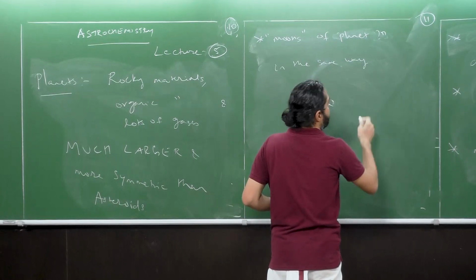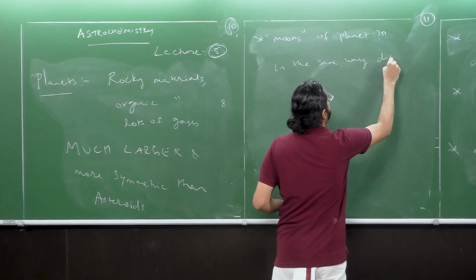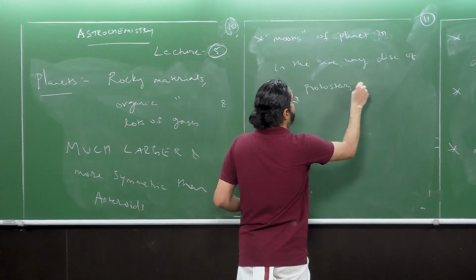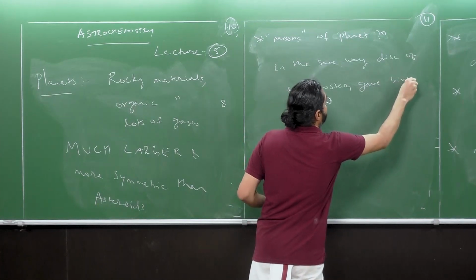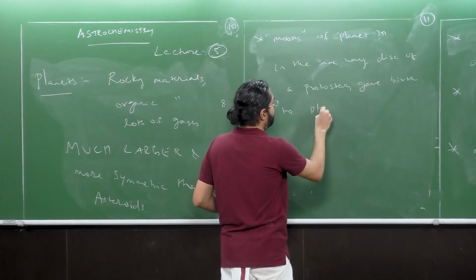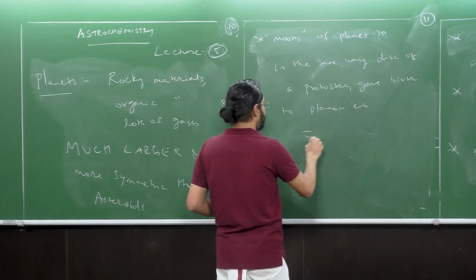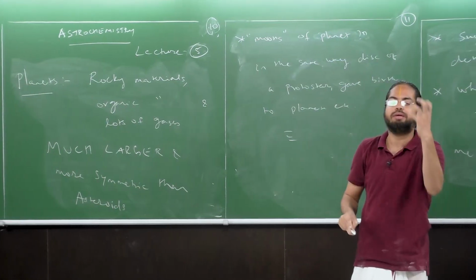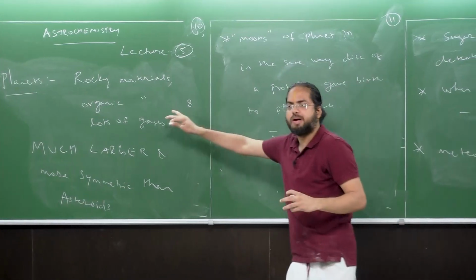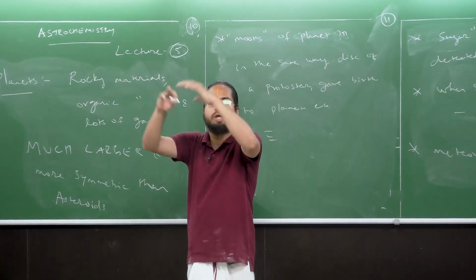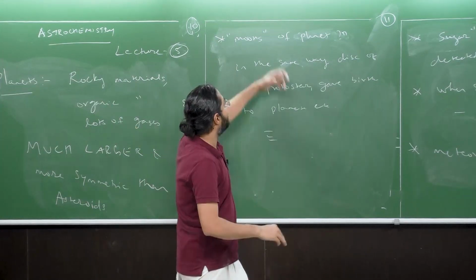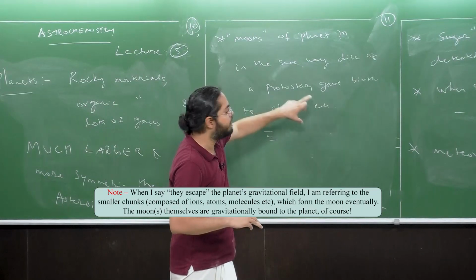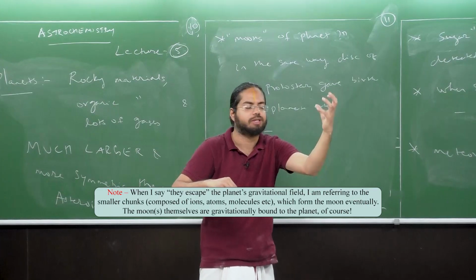In the same way the disk of a protostar gave birth to planets, etc. The same way, because the planet is a much larger entity, its gravitational pull is significant. So there were a lot of molecules, atoms and ions surrounding the planet also. So once they escape the gravitational field of a planet, right? So they give rise to much larger chunks called moons.